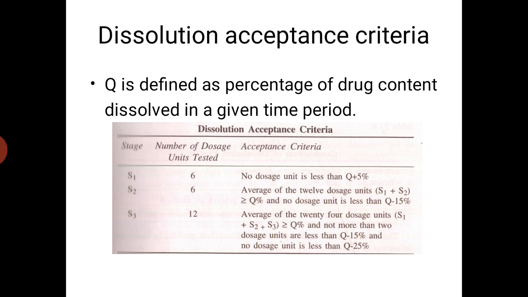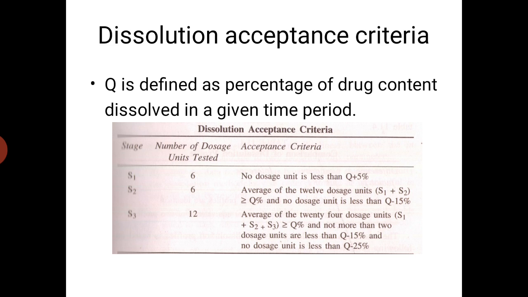Acceptance criteria: we have a prefixed value. That value is known as the Q value, capital Q. Q value is a constant value, and it varies from drug to drug. Paracetamol has a specific Q value, diclofenac has a different Q value, and metformin has another Q value. Q value varies from drug to drug.